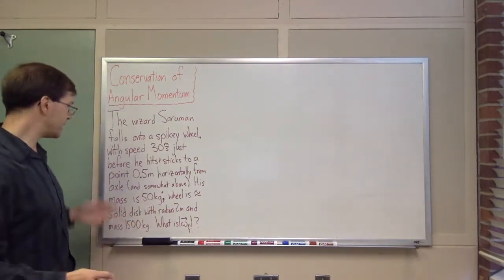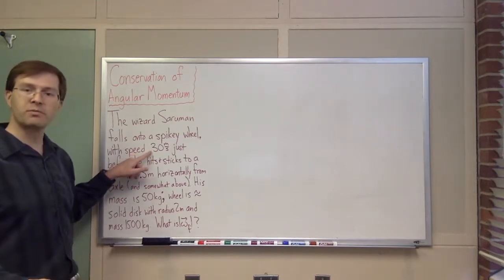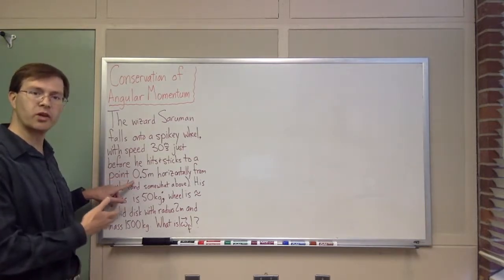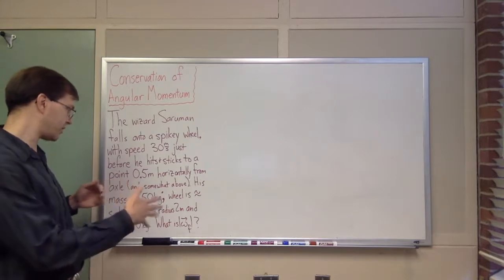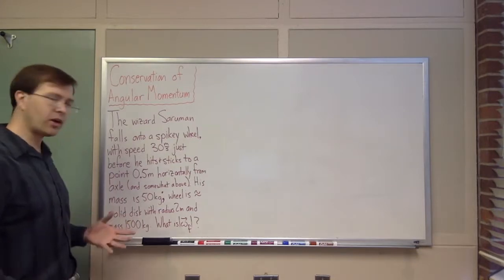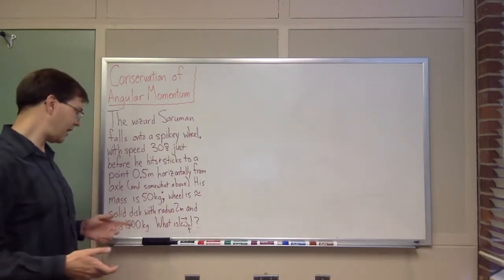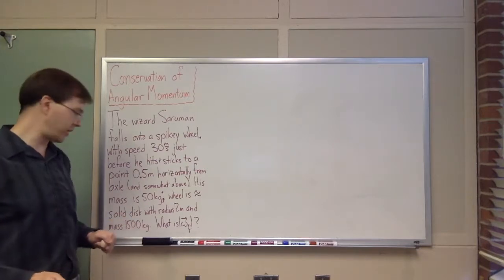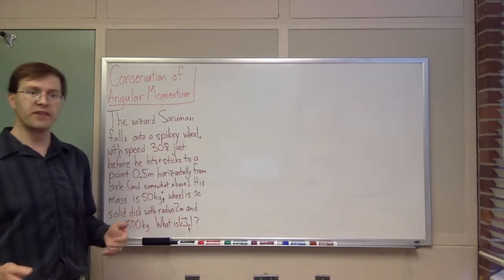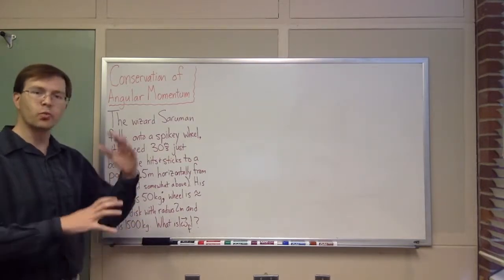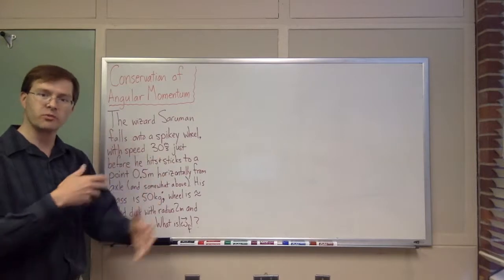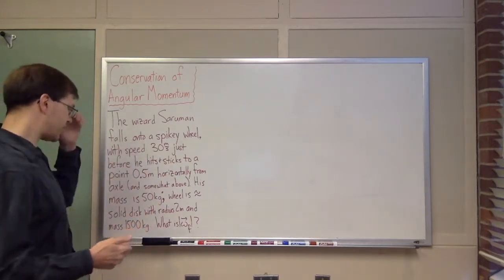I want to know, given this information about his speed just before he hits, 30 meters per second, and the location where he hits the wheel, half a meter horizontally from the axle and a bit above. His mass, 50 kilograms. The wheel, which we're going to model as a solid disc of radius 2 meters and mass 1,500 kilograms. And I want to know what is the final angular velocity, or at least the angular speed, the magnitude of the angular velocity, of this wheel with Saruman stuck to it after he hits. We're going to assume the wheel was sitting still to begin with, and it starts to rotate once he gets on there. All right, so let's ask that question.